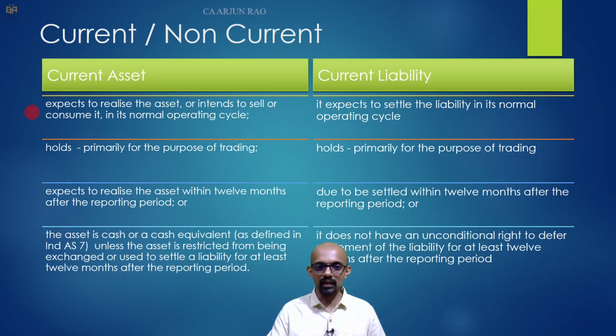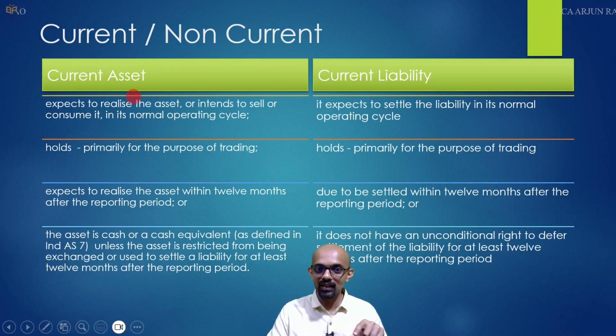So now the question may arise, what if the operating cycle is 15 months? Let's say I hold an inventory for 14 months. Now it is beyond 12 months. Or I have a debtor, and I expect to receive money from the debtor in 14 months. So when that asset is expected to be realized beyond 12 months, can it be considered as current? The answer is yes, if its normal operating cycle is beyond 12 months.